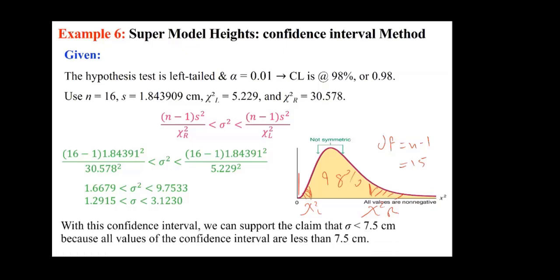Take a root between 1.2915 and 3.1223. With this confidence interval, we can support the claim that sigma is less than 7.5. Why is that? Because all values of the confidence interval are less than 7.5. In other words, both numbers, the number on the left as well as the number on the right, and this is what we are comparing with, both of them are less than 7.5.